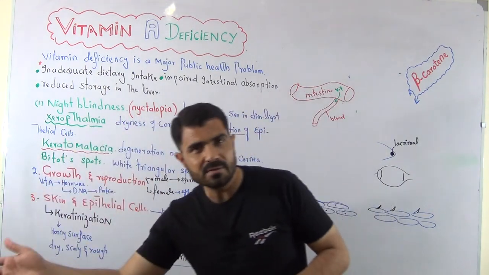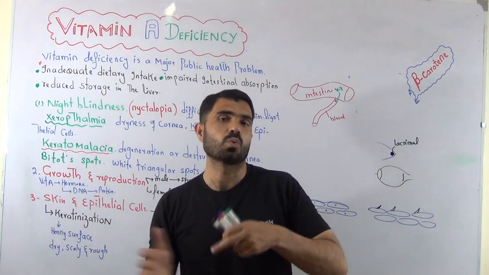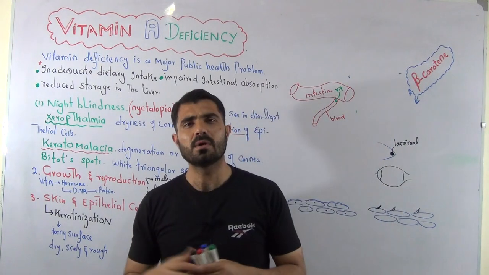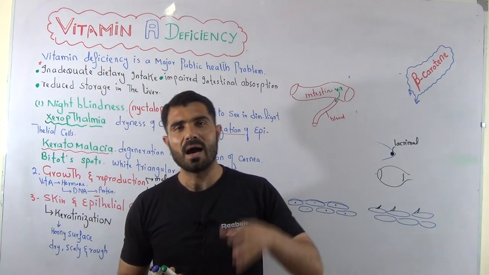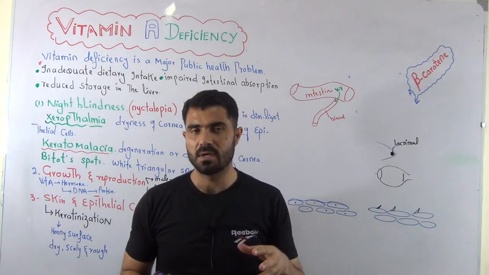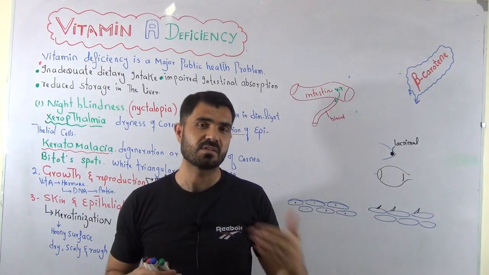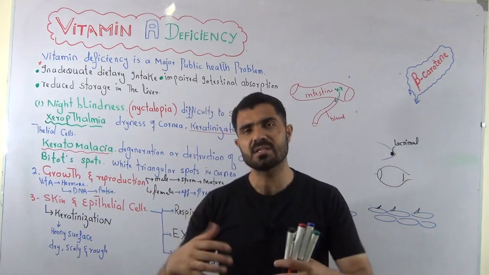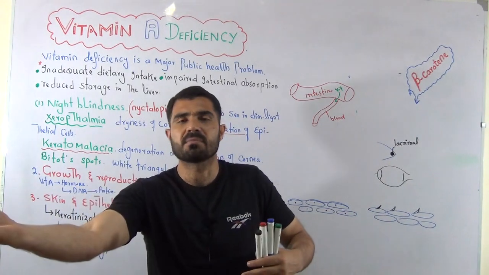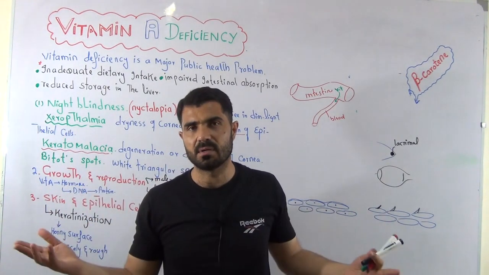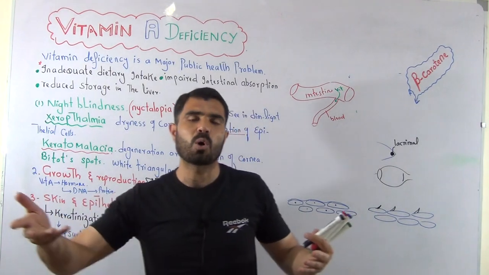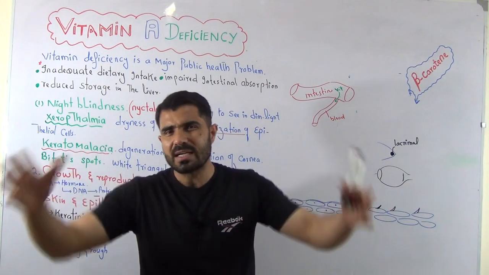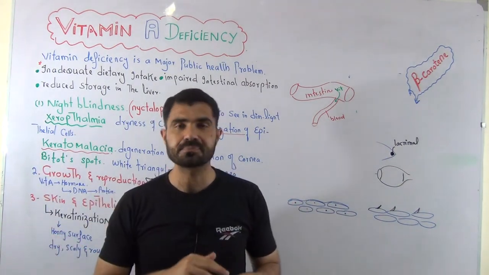There are a lot of vitamins. Each vitamin has its own deficiency. So first of all, we need to know how this deficiency is caused. There are three ways by which vitamin A deficiency can be encountered. The first one is a person is not taking vitamin A from the diet, from outside. This is very simple. He or she is not taking proper fruit, vegetables, or those foods which contain vitamin A.